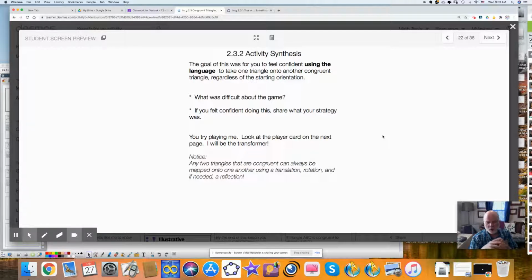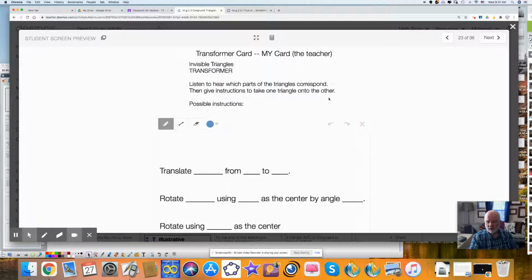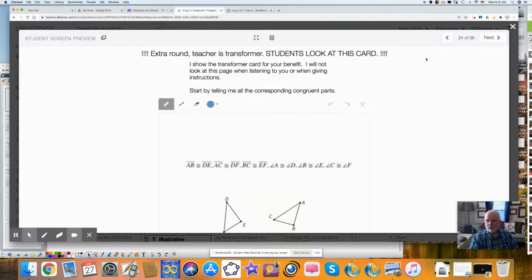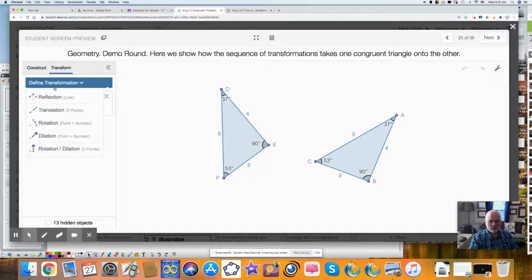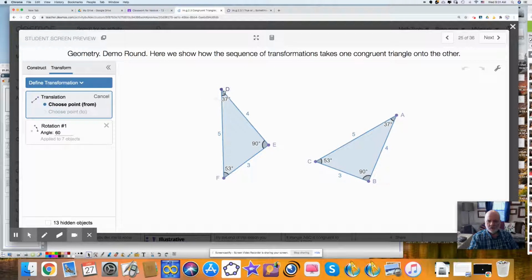So maybe ask yourself what was difficult with the game. If you found it easy, what was your strategy to make it easy? And then you can try playing me, where I have the transformer card, and I don't look at you. And I would tell you what to do here. You would tell me that these 2 triangles, ABC, is congruent to DEF, and I would tell you how to do it. What I might say is to translate, perform a translation from point D to point A. And I'm going to translate this triangle.